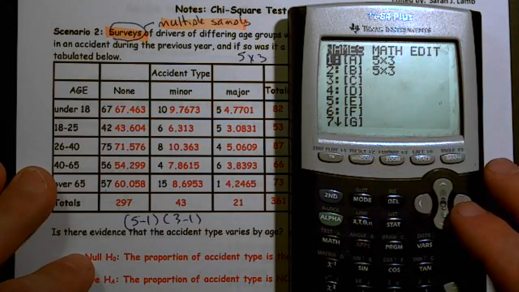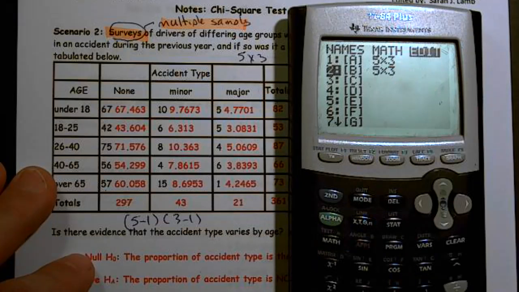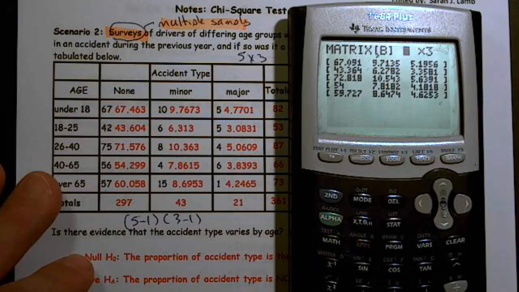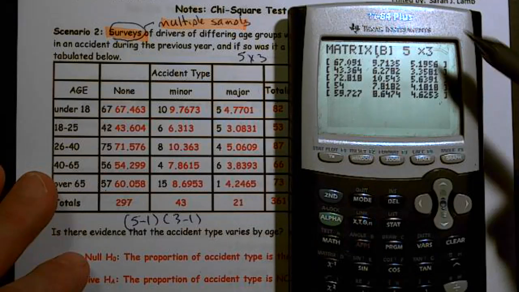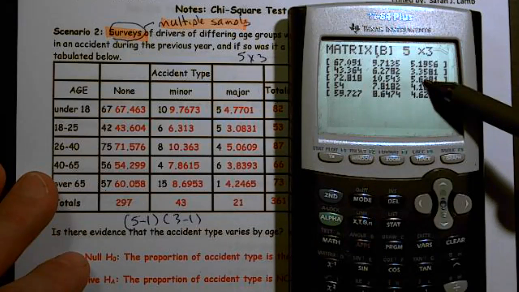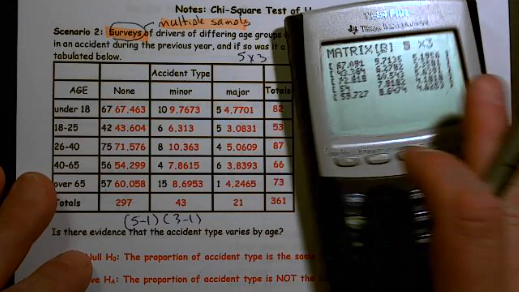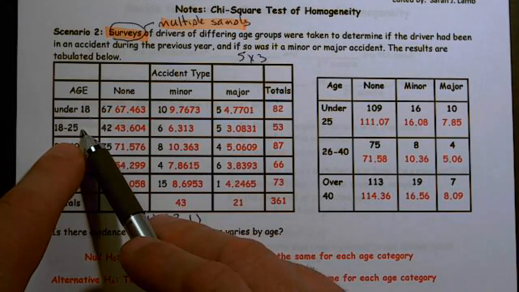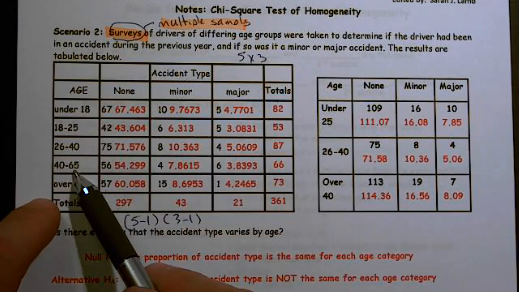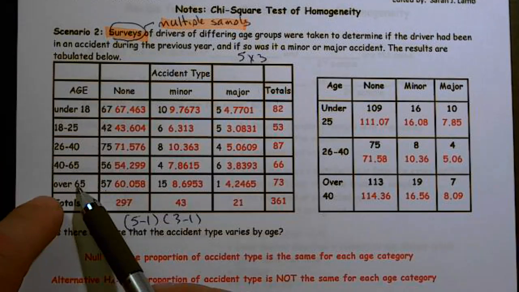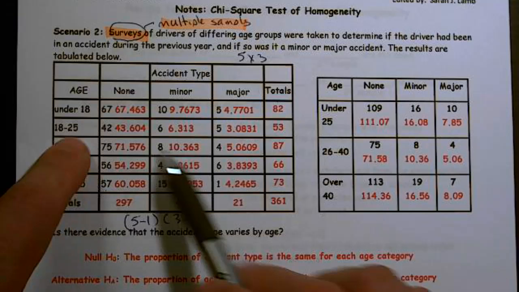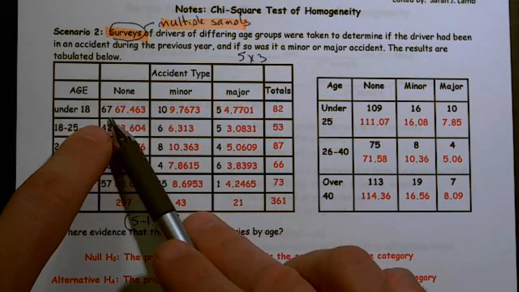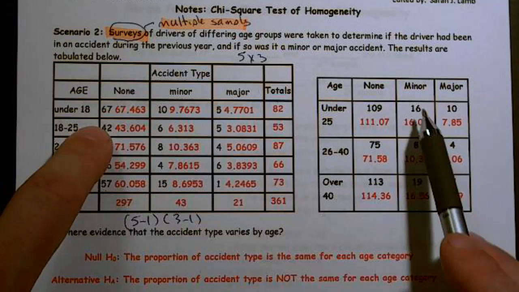So second matrix, we're going to go to edit and we're going to look at matrix B. And remember, all my expected counts have to be greater than 5. And I have several right here that are not. So I have a problem. So what do we do? Well, you can actually combine categories. So what if instead of under 18, I made it under 25, and instead of over 65, I made it over 40. So I combined those. The 42 and the 67 gave me 109, this gave me 16, and this gave me 10.